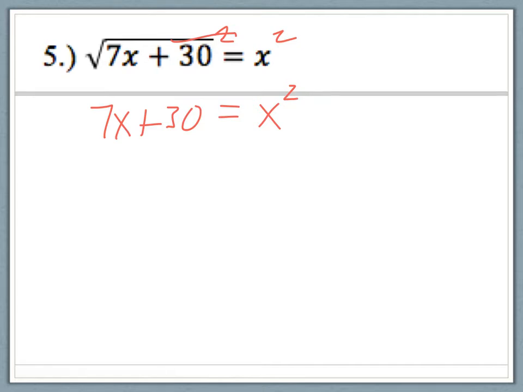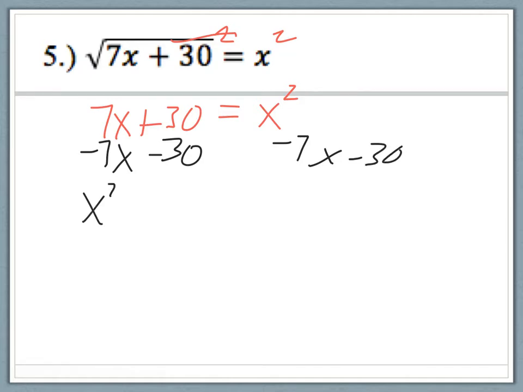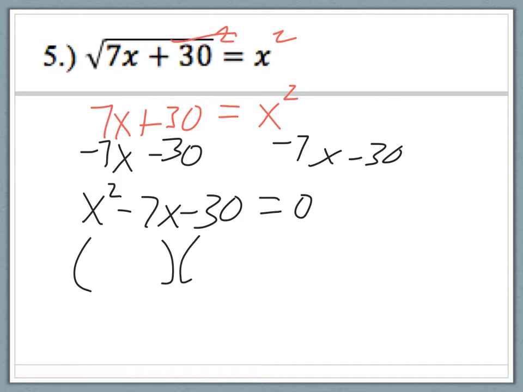So what I'm going to do is move everything over to one side. So I'm going to subtract 7x and subtract 30 to move everything to one side, so I set it equal to 0. So I have x squared minus 7x minus 30 equals 0. And now we're going to factor this. When I factor it, what multiplies to negative 30 but adds up to negative 7?